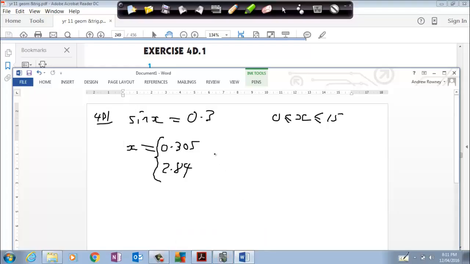Now we've got other values too. We could actually keep adding 2 pi onto this, a multiple of 2 pi, and we tend to say k 2 pi, where k is 1, 2, 3, etc. integers, and we can add on k 2 pi to this answer. I'll show you what I mean by that.